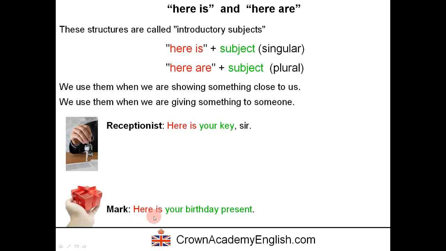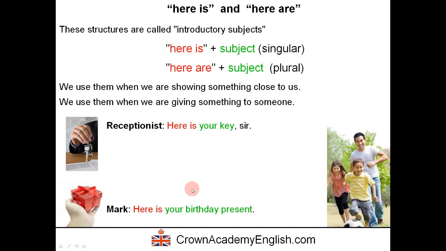And Mark says, "Here is your birthday present." So again, this is the singular. Here is, because we have one present, and the subject is your birthday present. And here is an example in the plural. Here are my children. Remember, children is the plural of child. So this is an irregular plural noun.